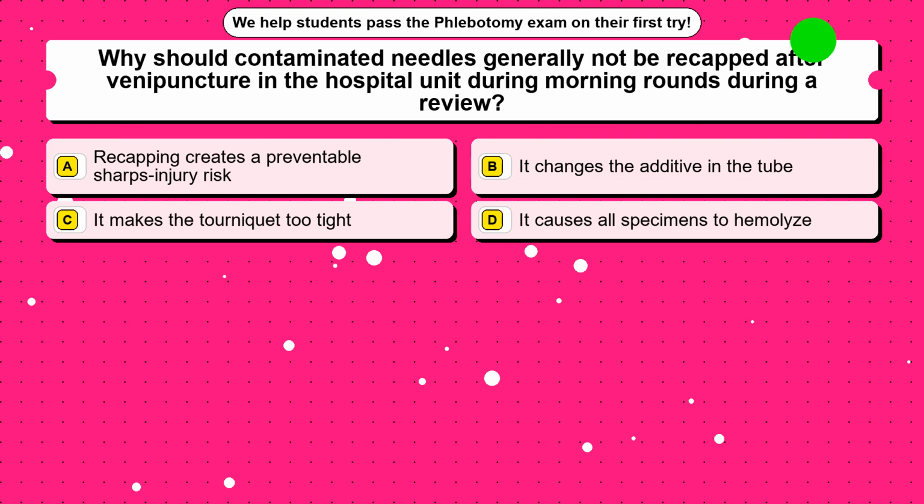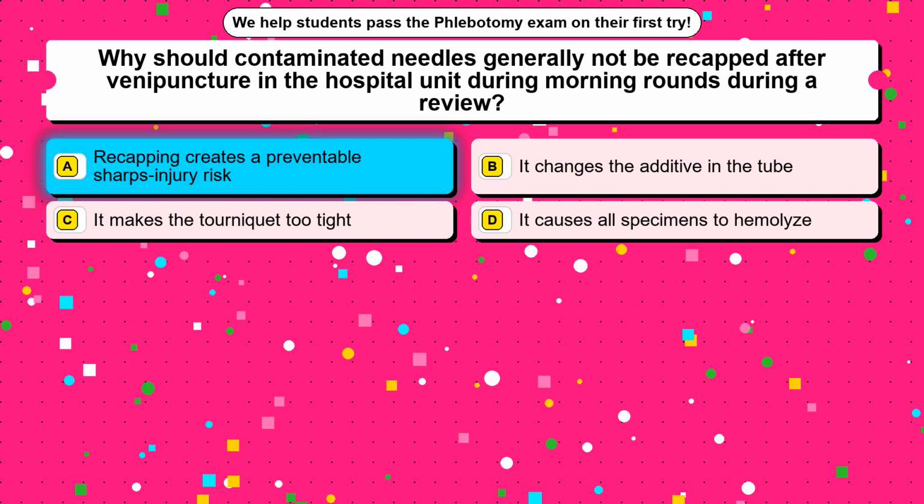Question 8. Why should contaminated needles generally not be recapped after venipuncture in the hospital unit during morning rounds during a review? Option A. Recapping creates a preventable sharps injury risk. Option B. It changes the additive in the tube. Option C. It makes the tourniquet too tight. Option D. It causes all specimens to hemolyze.